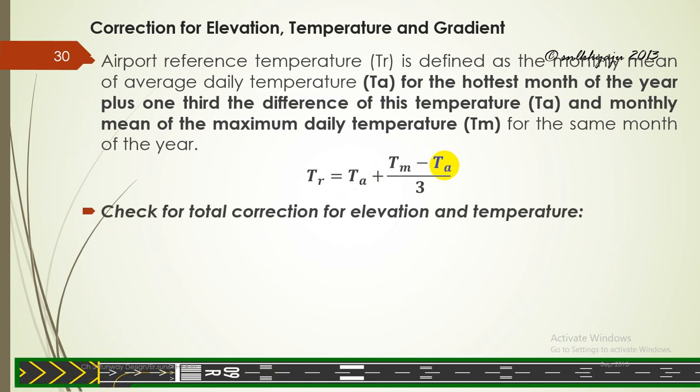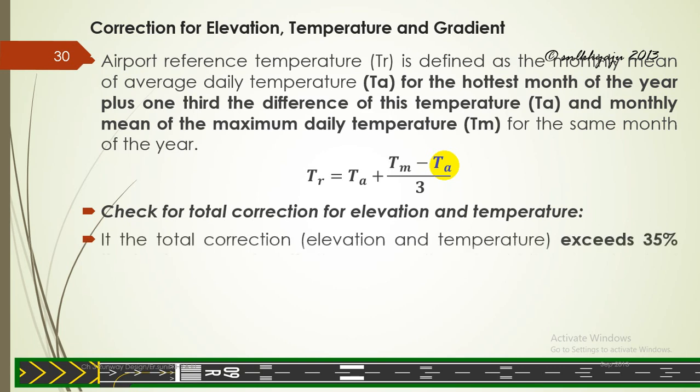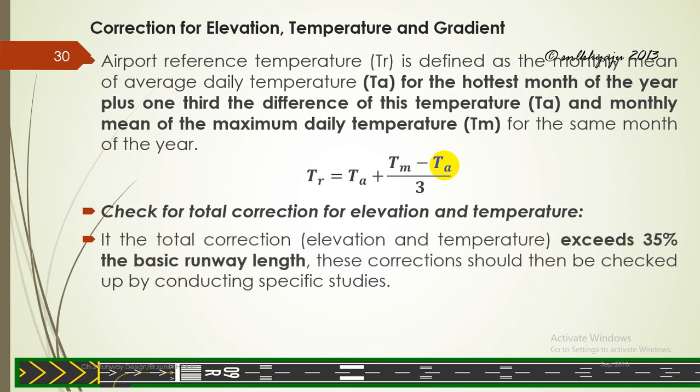Check for total correction for elevation and temperature. After the basic length of runway is corrected for elevation and temperature, the next step is to check the total correction for elevation and temperature. If the total correction, that is, elevation and temperature, exceeds 35% of the basic runway length, these corrections should then be checked by conducting specific studies.